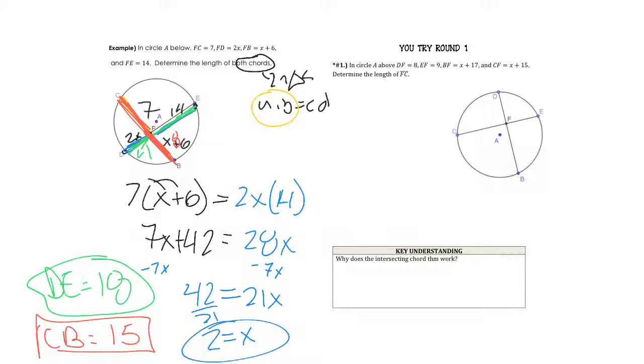So remember, the chords aren't going to be equal to each other, but the product of their pieces is equal to each other. So I would pause this video and do the you try problem. You have 3 minutes, silent and solo. Give it a try.